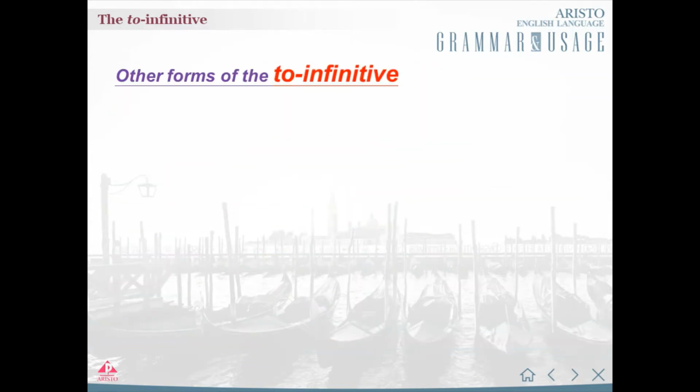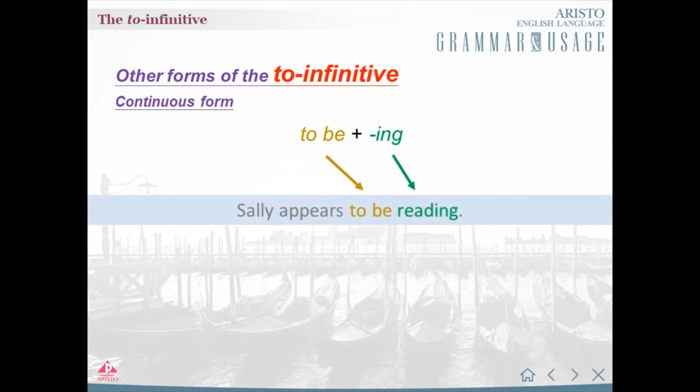In addition to the simple and perfect forms, there are also the continuous and the perfect continuous forms. The continuous form is made up of to be and the ing form of a verb. Let's take a look at the example sentence. Sally appears to be reading. We use the continuous form when the infinitive shows an ongoing action taking place at the same time as the action of the main verb. It does not have a passive form.